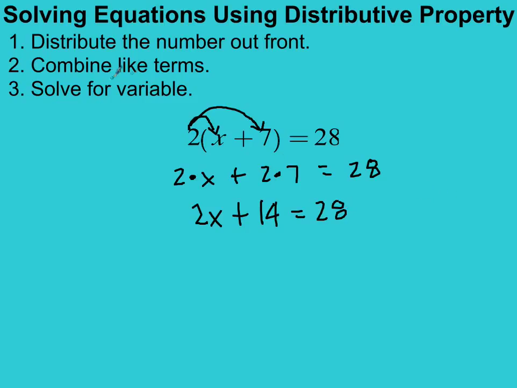Now we want to combine our like terms. Now, our like terms in this case, we don't have to do that. We don't have anything we need to put together. So now we're going to solve for the variable. That means that we're going to solve for our x.